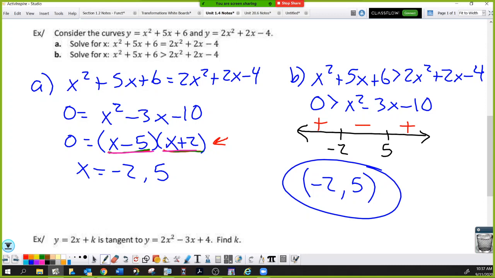Cool? This is set up like an IB question, a lower level IB question, like maybe a 2, maybe a 3, okay? But it is set up that way where part A would say solve for x, and then part B would say hence solve the inequality.